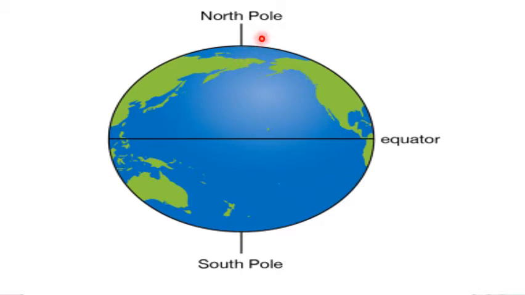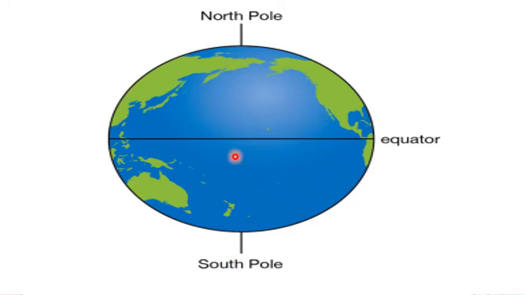So the pole towards north would be known as North Pole, and the pole towards the south would be known as South Pole. So how many poles are there? There are 2 poles, number one, North Pole and number two, South Pole.